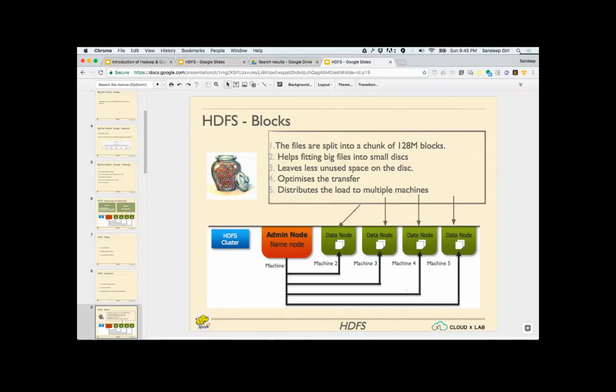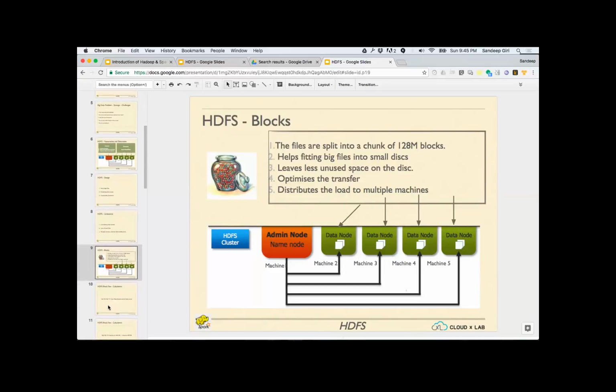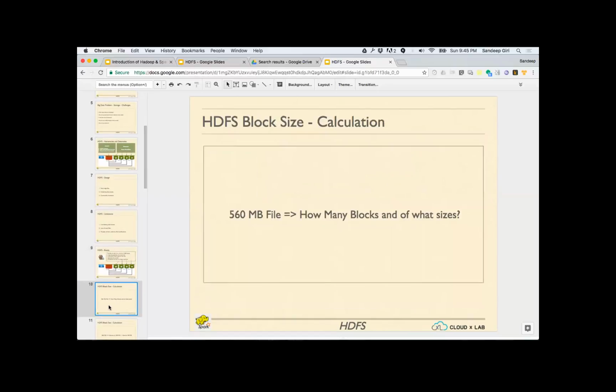So we were talking about how HDFS, while storing data into data nodes, splits the files into blocks. The data is broken into blocks. The last block is smaller, while the rest of the blocks are 128 MB in size. So one file can be served by many machines, and therefore the load gets divided amongst machines. Now, a question to all of you. If there is a file of 560 MB, how many blocks would be there, and what would be the sizes of each block?